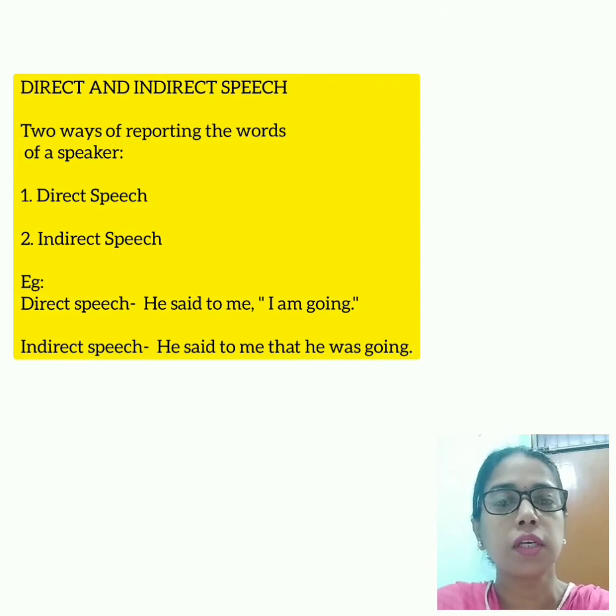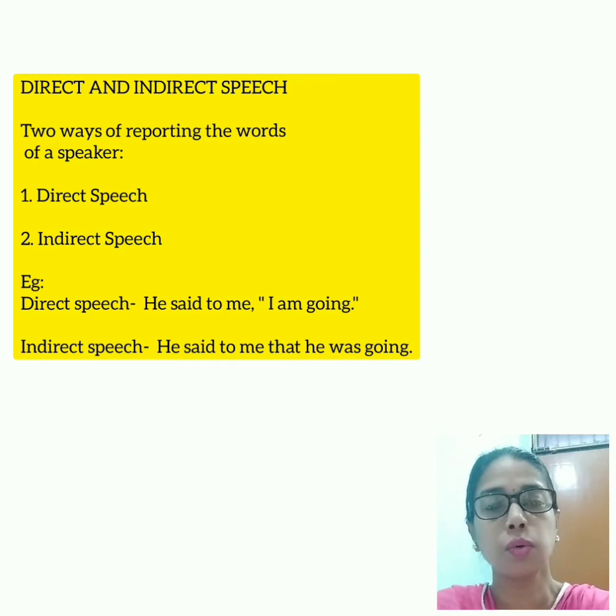First of all, I will tell you what direct speech and what indirect speech are. Now there are two ways of reporting the words of a speaker. The first is by direct speech. In direct speech, we may quote within quotation marks, that is, inverted commas, the speaker's own actual words. That is the exact words spoken by a speaker.